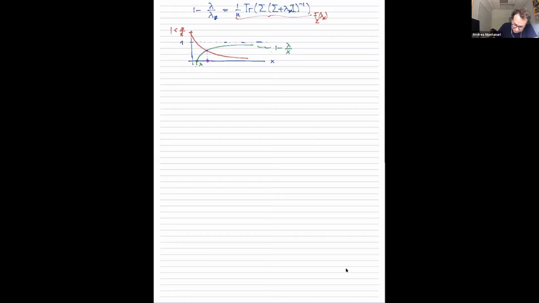And so we observe two things. We observe that lambda star is always bigger than lambda. And even if lambda equals zero, then the left-hand side is one, but even in this case, lambda star is positive. And this has an interesting statistical interpretation, of course, that you start with an unregularized problem.